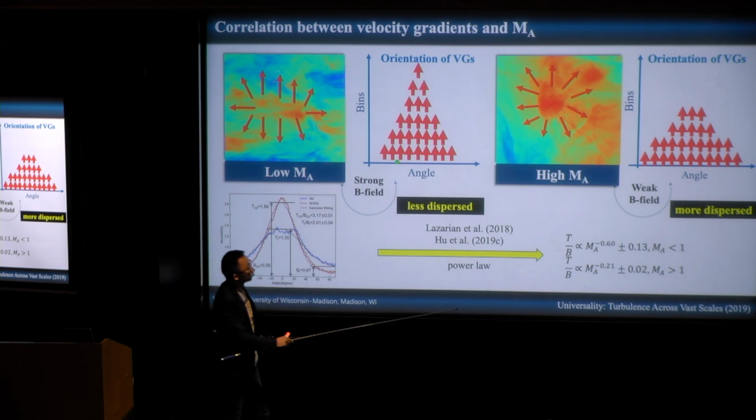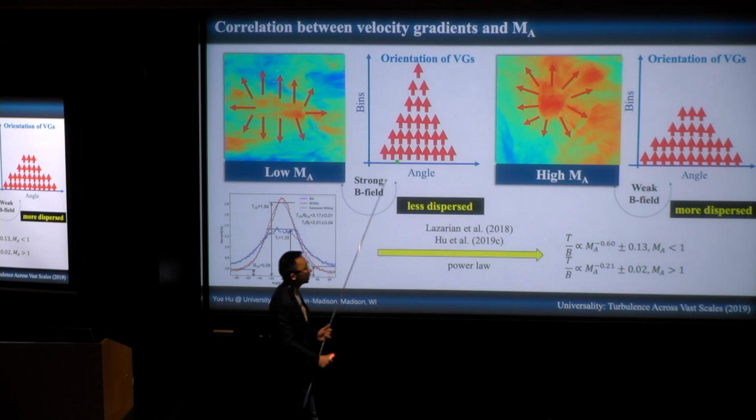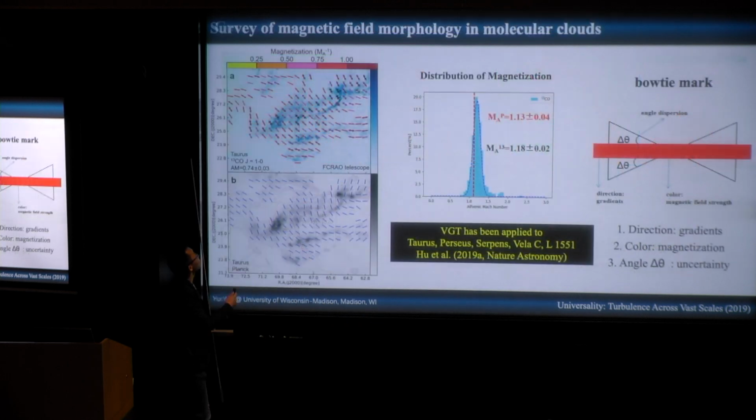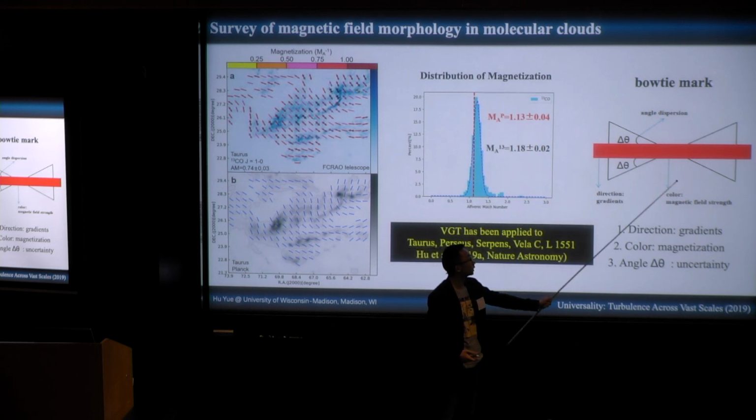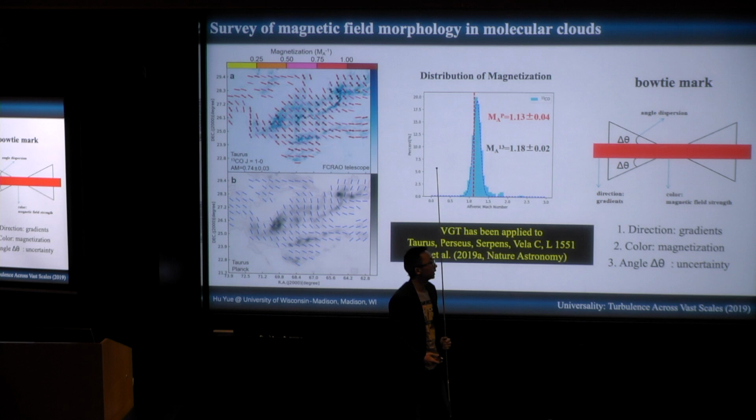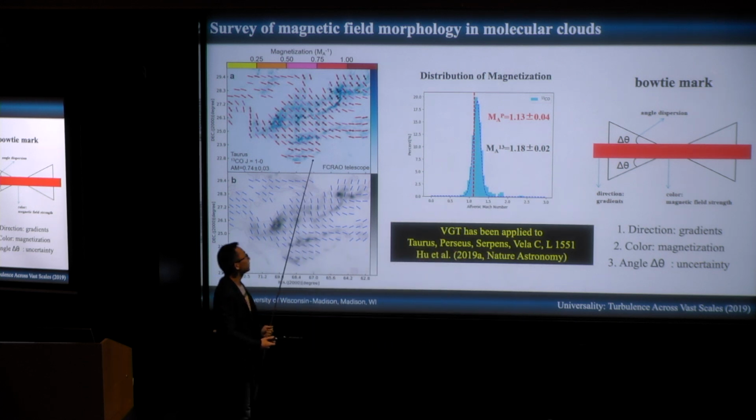And from those two formulas, what can we do? We can get the M_A distribution in molecular cloud. Here I show an example from the Taurus molecular cloud traced by 13CO. And we introduce the bow tie mark to represent our result. The direction of the mark means the direction of gradients, and the color means the magnetization level. And we make a comparison with the Planck polarization.